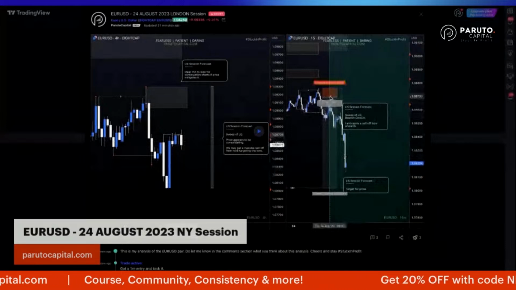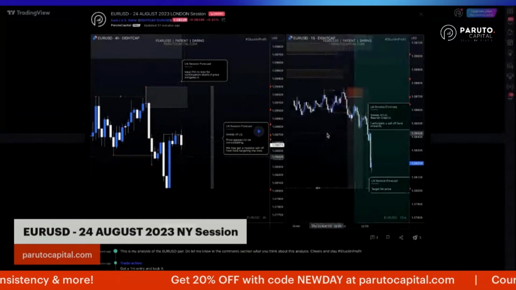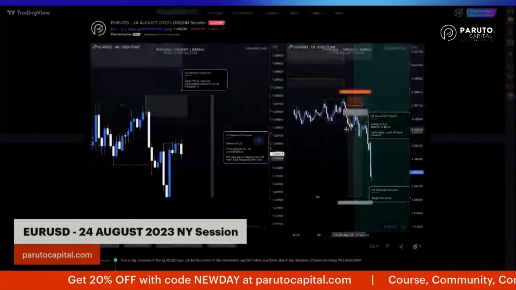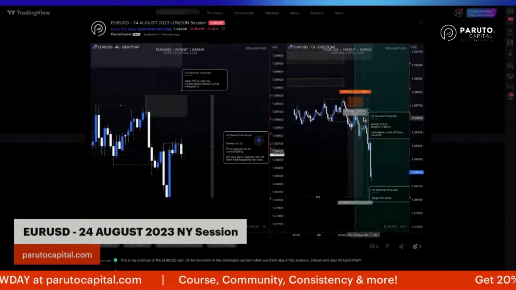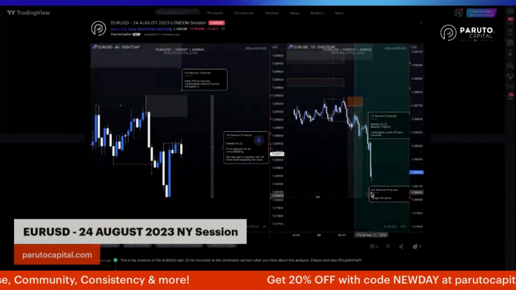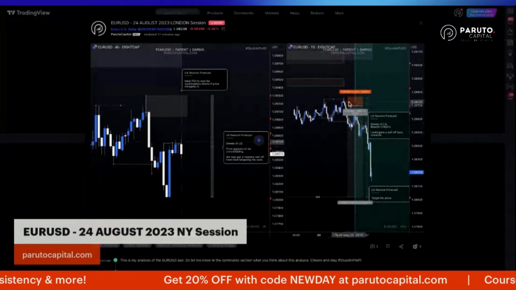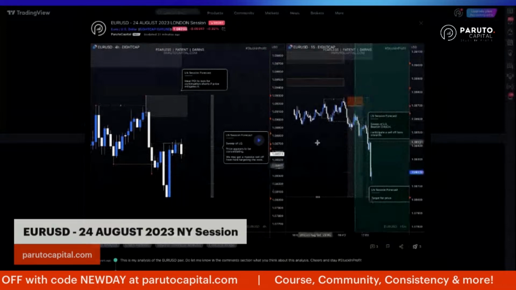So what I then did was simply look for an additional entry. And how did I get that entry? I'm going to show you, because you can see here we had this continuation structure, right? So I was pretty much confident that price was going to pull back a little bit, hopefully respect this high and then sell off. So price didn't have to return to this area essentially. And that was how I got that trade.